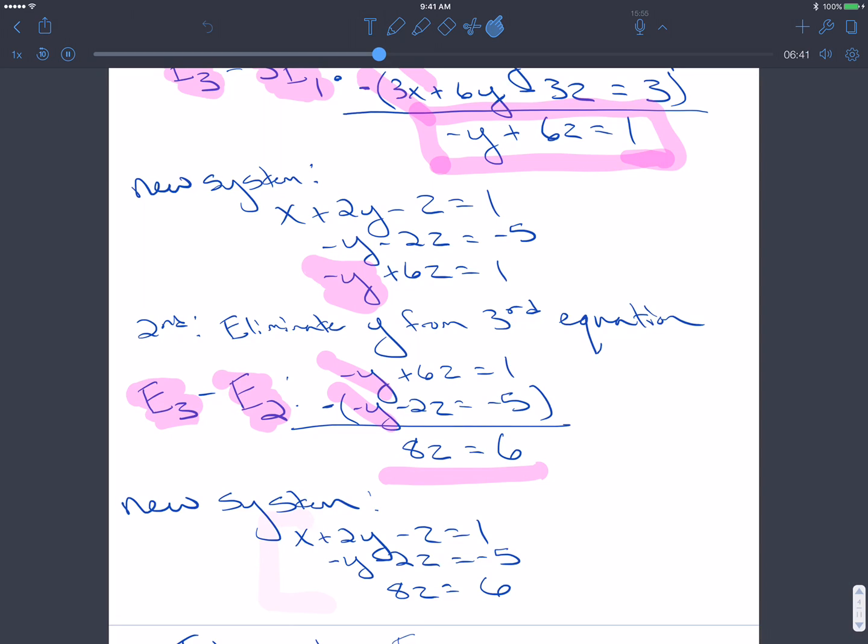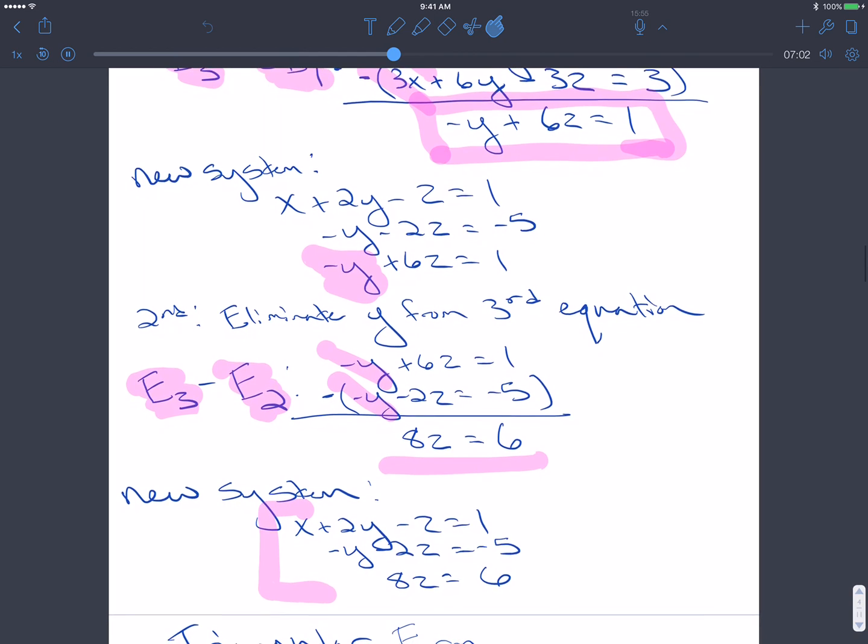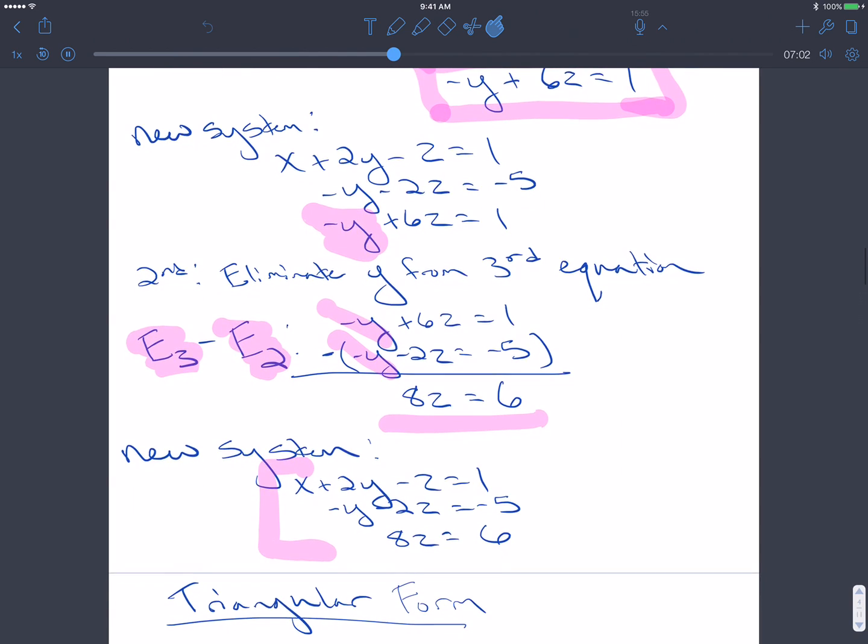I've combined the rows to the point where I've gotten rid of the x in the second equation and both the x and the y in the third equation. So I have x plus 2y minus z equals 1, negative y minus 2z equals negative 5, and 8z is equal to 6. Now we're in triangular form. We can solve it the same way with back substitution that we did in the earlier example.